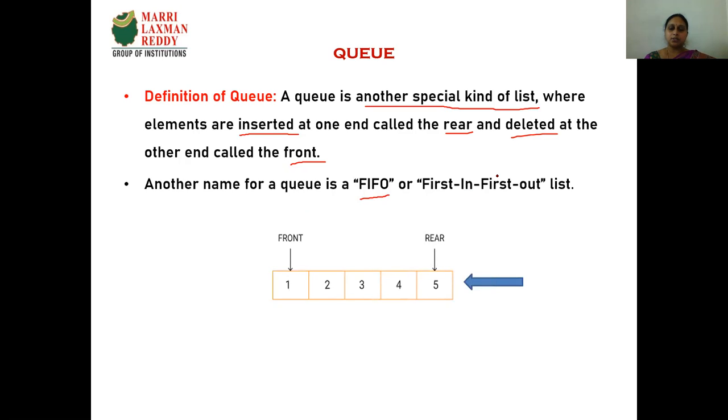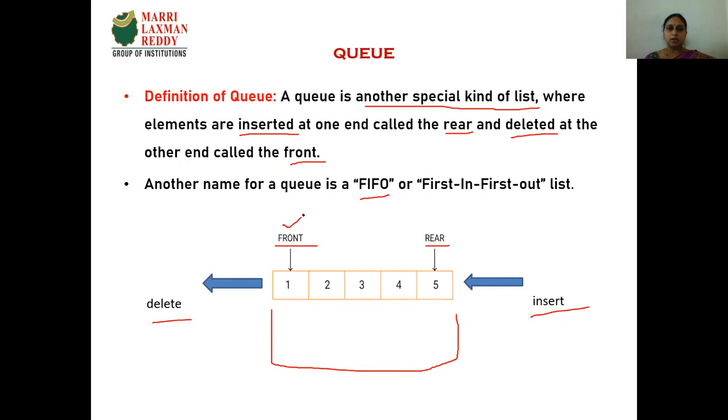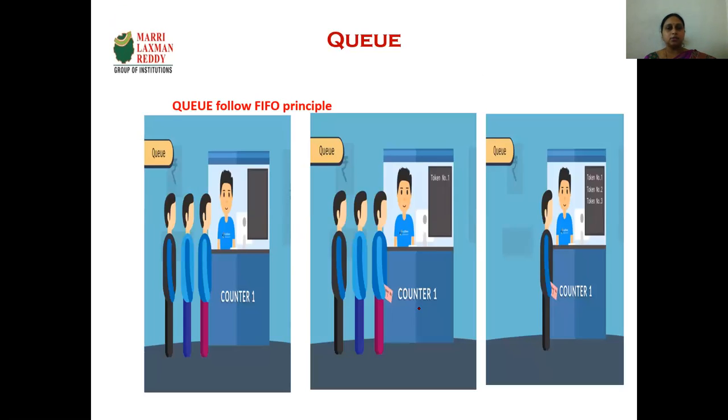And the diagrammatic representation shows an array representation. We have already seen this, and here we represent front and rear. From the rear end we insert the data, and from the front end we delete the data. This is a basic example of a queue.